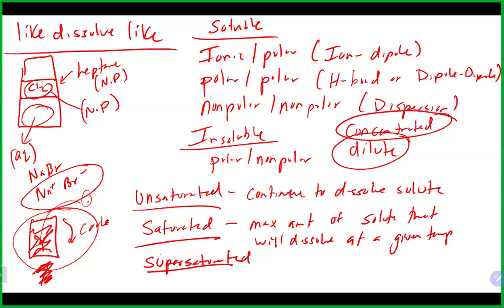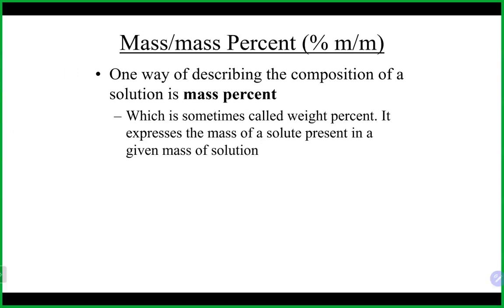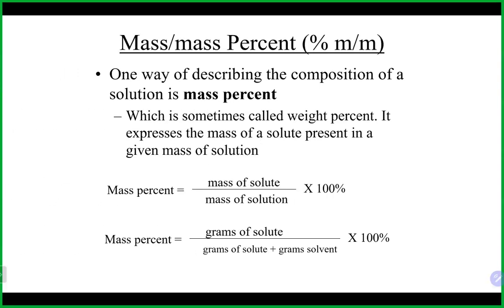All right, so we're going to pick up here in 15 with talking about concentrations and some different concentration types of units. The first types of concentration units we're going to talk about are sometimes referred to as percent concentrations. The first one is percent mass to mass. Percent mass to mass is the mass of the solute over the mass of the solution times 100%.